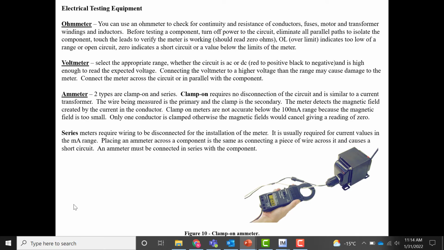Second objective I'll get into here, there's metering. Okay, and I don't ever want to say that this is straightforward. We use these meters a lot, but we don't always know exactly what we're doing or why we're doing what we're doing. So an ohm meter, okay, again, checks for continuity, resistance, fuses, windings. We can see if there's an open circuit or a short circuit using our ohm meter.